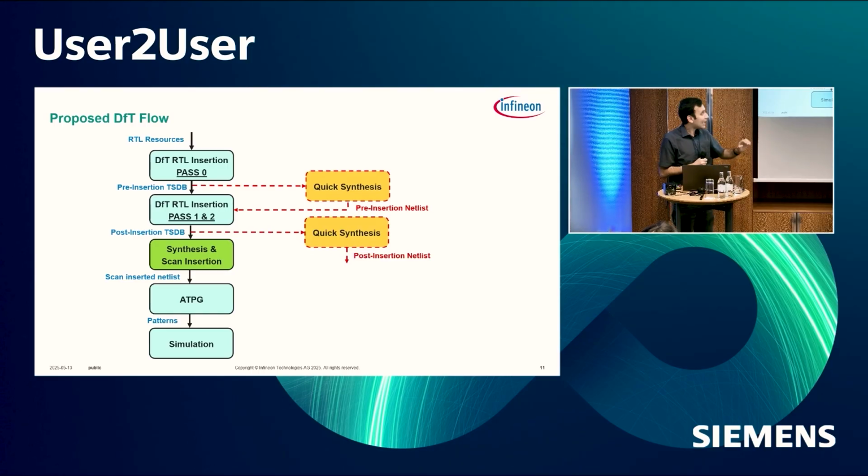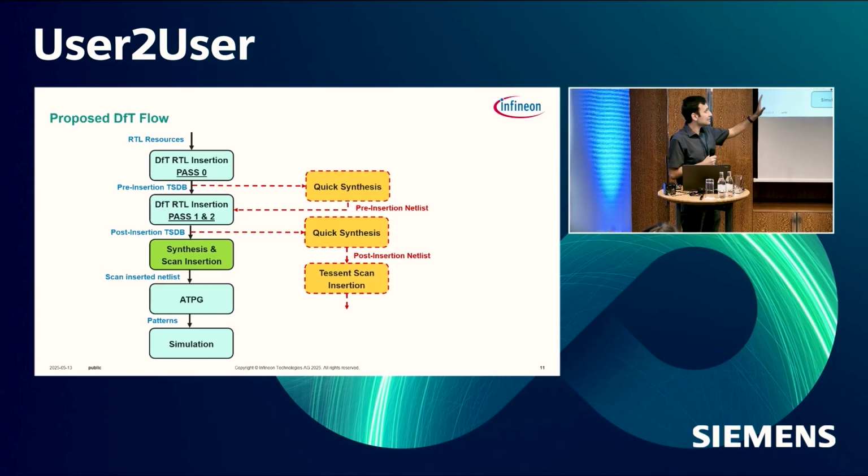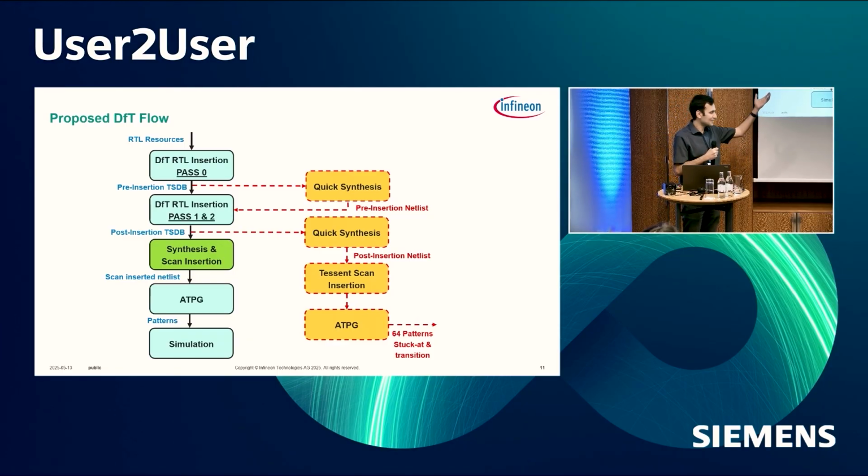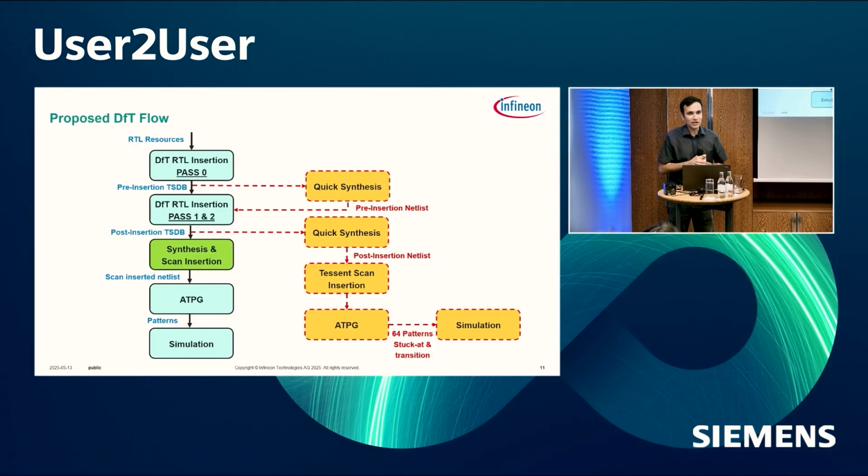More importantly, after having this post-insertion TSDB, we again run the Tessent Quick Synthesis. We get the post-insertion netlist. As I said, we run the Tessent scan insertion to get the scan-inserted netlist. Then we run the ATPG. Of course, we don't want to run the full pattern generation. We just generate part of the patterns. For example, we can generate 64 patterns for stuck-at and 64 patterns for transition. And then you can even run the simulation. So you have a subflow now.